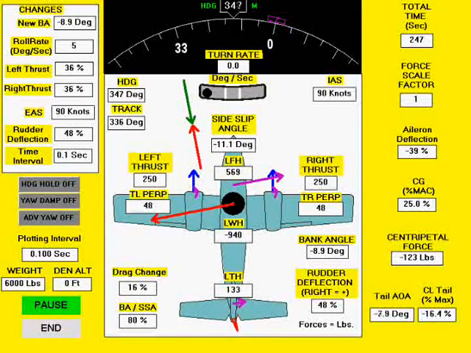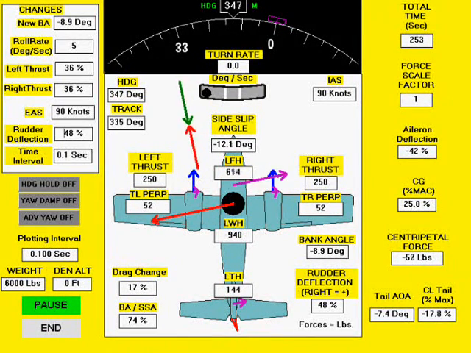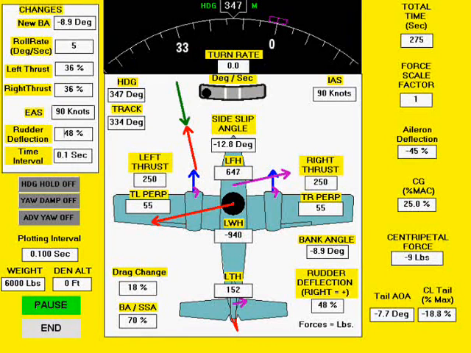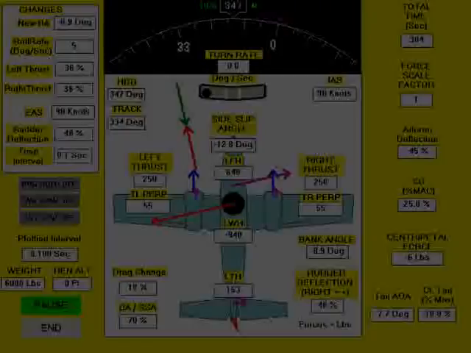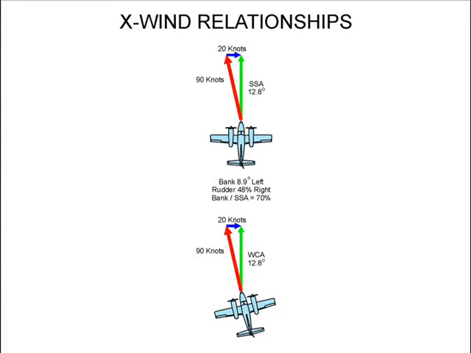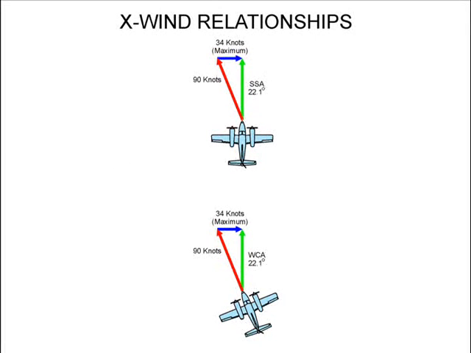Selecting a bank angle of 8.9 degrees and the rudder deflection of 48%, we see the side slip angle stabilizes at 12.8 degrees. Again, the bank angle is 70% of the side slip angle. The slip bank angle is again 70% of the crab wind correction angle. Now, let's look at a 34-knot crosswind. We will see that this is the maximum crosswind that this airplane can handle with a slip.